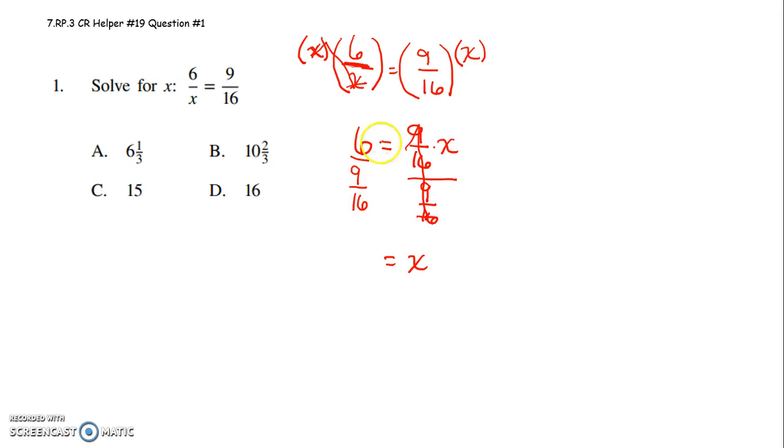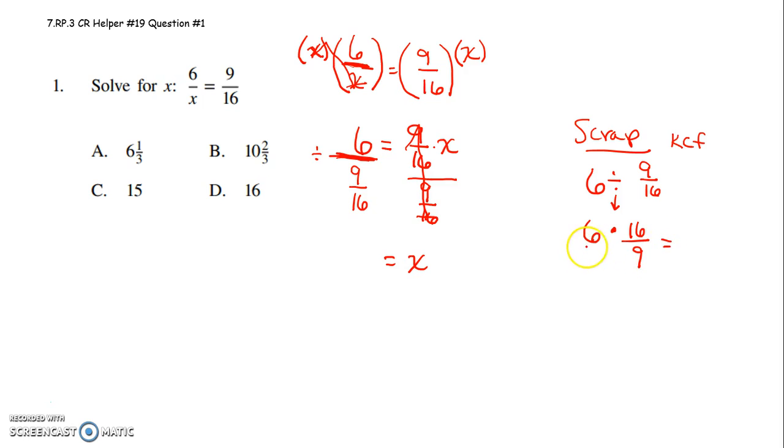I have x equals, and now here's my scrap work off to the side. I have to do 6, this fraction bar means divided by 9/16. You can keep, change, flip. Keep your 6, change your division to multiplication, flip over that 9/16 to become 16 over 9. 6 is the same as 6 over 1.